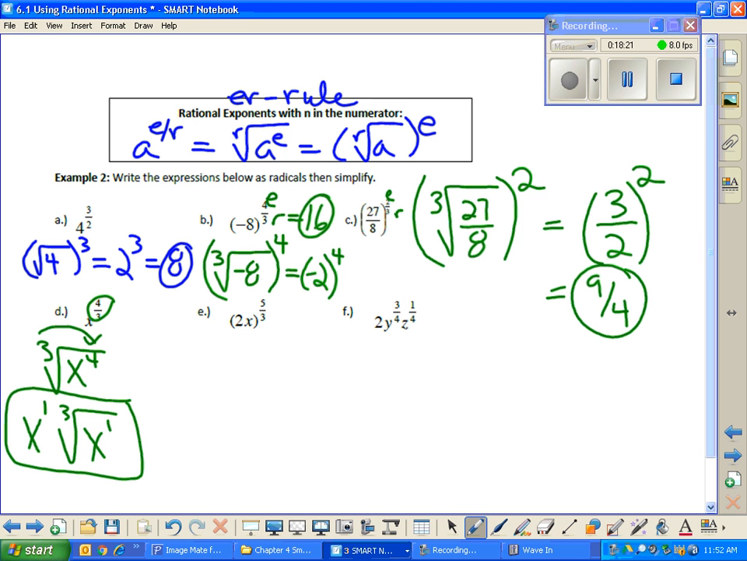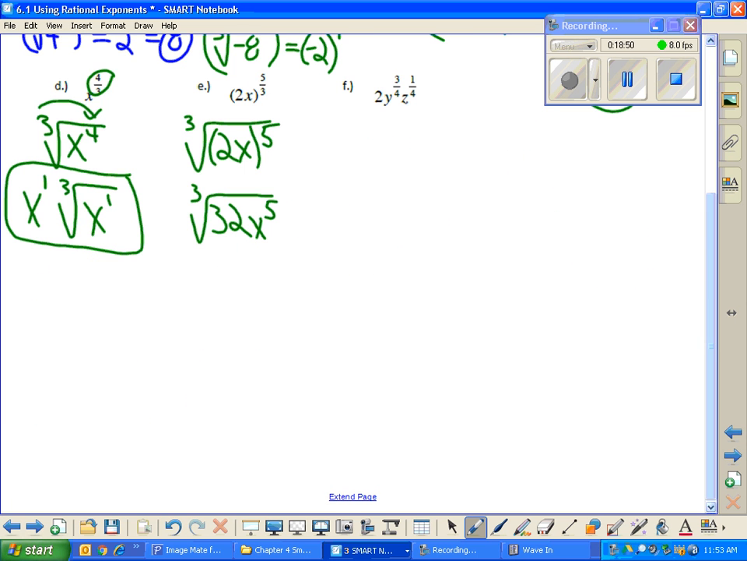Part E. Cube root of 2x to the 5th is how I would set that up. And then we just did a whole big worksheet on what to do with this 5. You distribute it in. So we have 2 to the 5th times x to the 5th, which cooks down to be 32x to the 5th. And then you simplify. So I have to simplify the cube root of 32, and then the cube root of x to the 5th is how this guy breaks down.